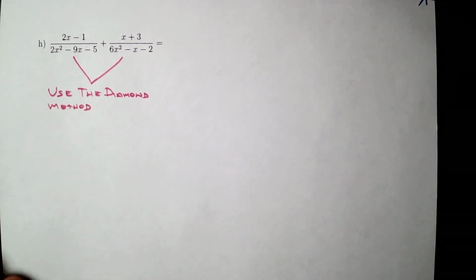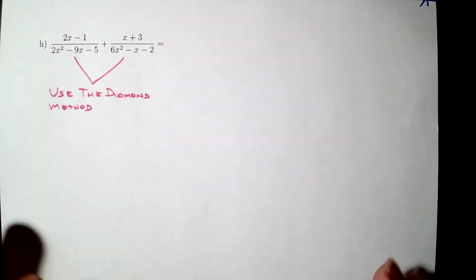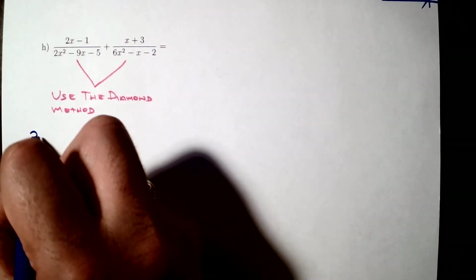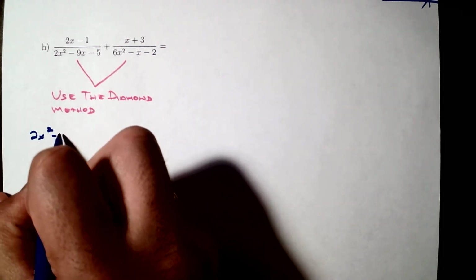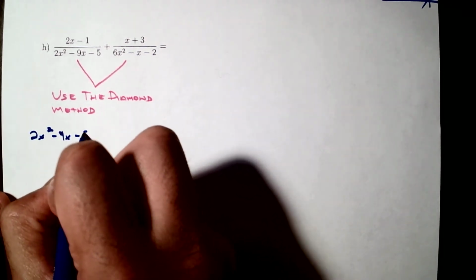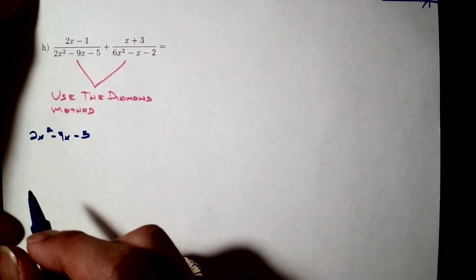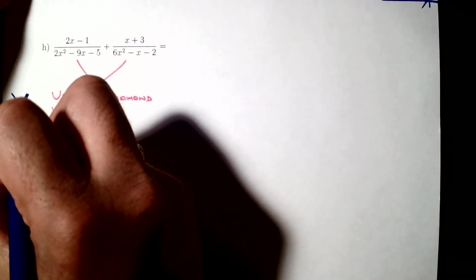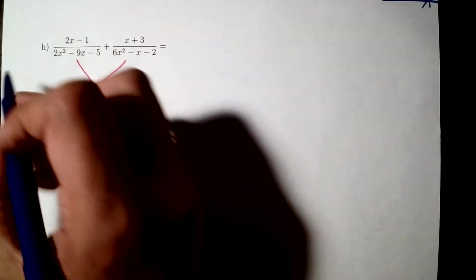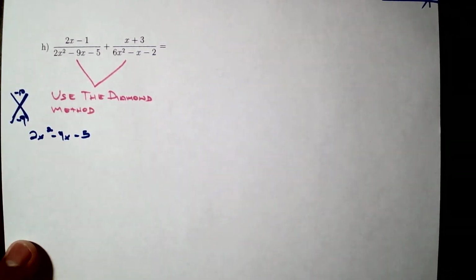Alright, so I'm going to do the first one. 2x times, so for the first one, I'm going to have 2x squared minus 9x minus 5. So I'm going to do this diamond method here. So 2 times negative 5, that's a negative 10, and negative 9 goes below.